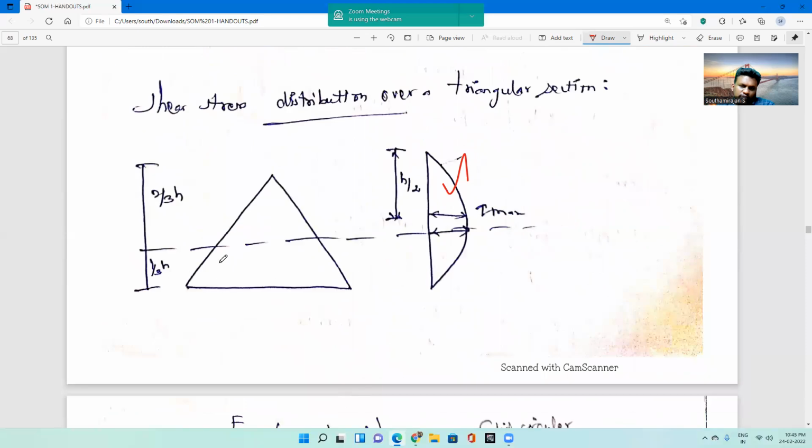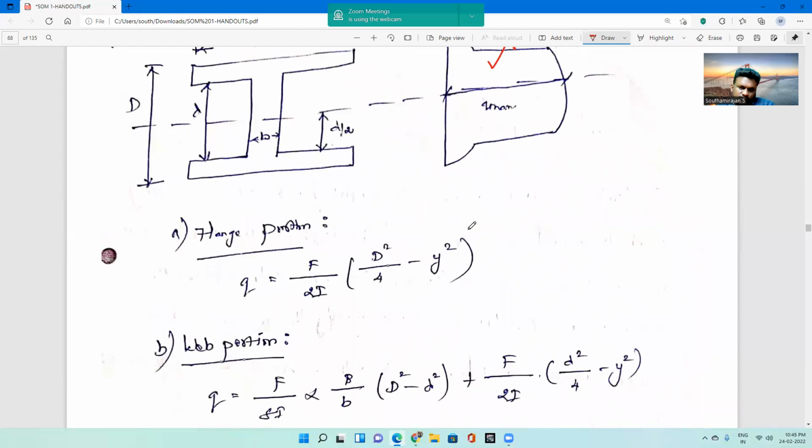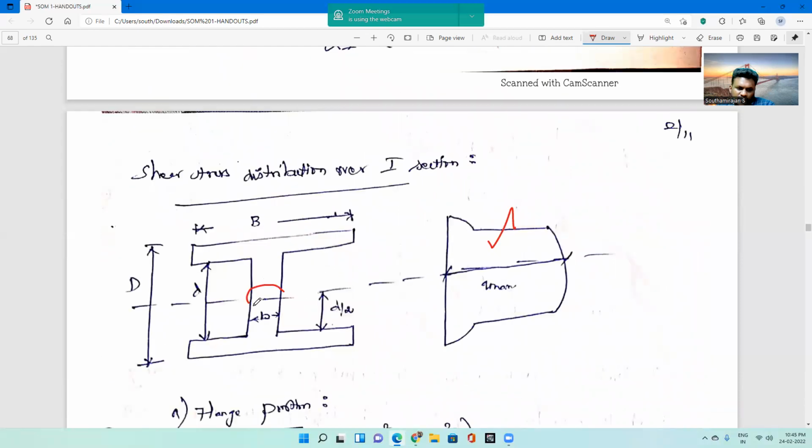If it is a triangular member, the Q max will lie at the neutral axis, and similarly at the neutral axis we will obtain the maximum shear stress. We will go through the shear stress in the upcoming classes with detailed sums. Once we obtain the calculations, we will predict the answers and draw the shear stress variations. Thank you all.